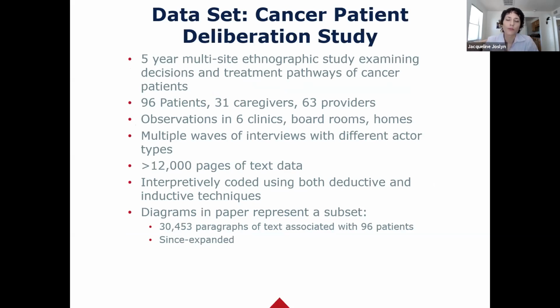So this is just a brief overview of some of the data that we're using. I am going to be using other types of data. I know that many people here do historical types of research, but the data is essentially similar to what you might find in archives anyway. The difference is that we collected it using interviews with living people. So this was a 5-year study. There's about 96 patients that we interviewed and observed, 31 caregivers, 63 providers. It's a pretty substantial size for an ethnographic study. We did observations in 6 clinics, boardrooms, people's houses. It amounted to over 12,000 pages of text data. So this is very much a text analysis that we were aiming to do here.